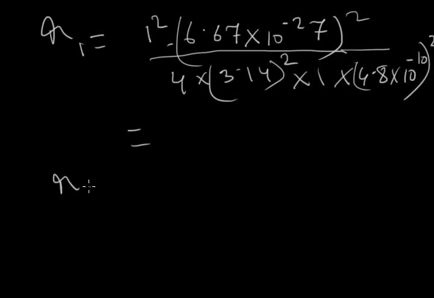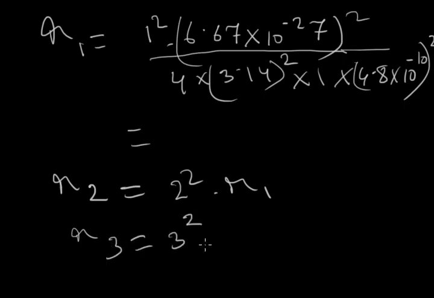So, what will be the radius of the second electronic orbit? It is 2 square into R1. What about the third electronic orbit? It is 3 square into R1. In this way, we can calculate the radius of the electronic orbit.